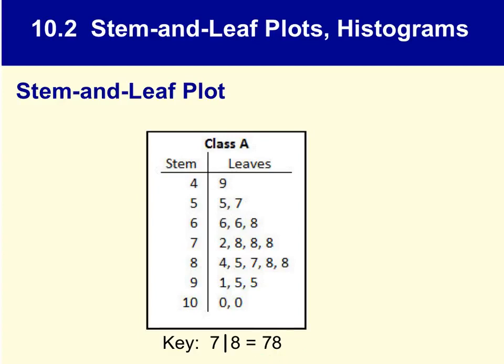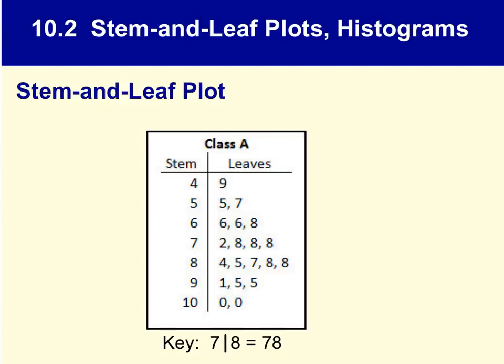So if you look at the 7, you've got a 2 for a leaf, an 8 for a leaf, an 8, and an 8. So each of these leaves go with the 7. So you've got a 72, a 78, a 78, and another 78. The next row you have an 84, 85, 87, 88, and 88. Now if you get up to the 10, if you put a 0 on the end, that's 100, so you have two 100s.